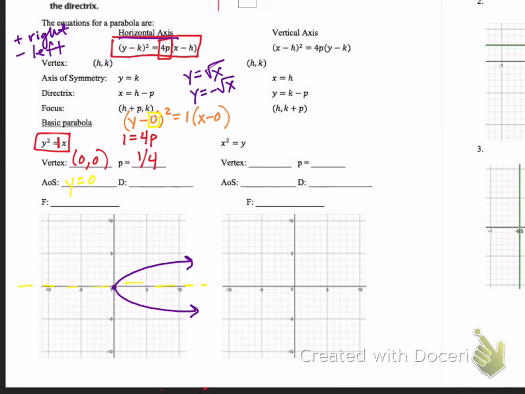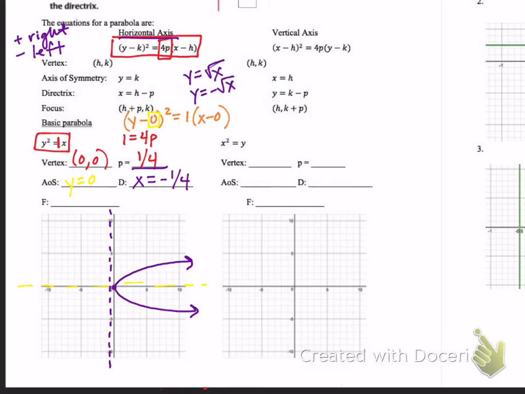Directrix is always the line that is opposite of your vertex. So in this case, my directrix is going to be a line to the left, and I'm going to go p units away. If I'm at 0, 0, I'm going to go over to the left 1/4 because my p is 1/4. If I made a little dash at 1/4, I know it's hard to see, that dashed line right there, I call that my directrix. And would that be an x equals or a y equals? X equals. So x equals negative 1/4.